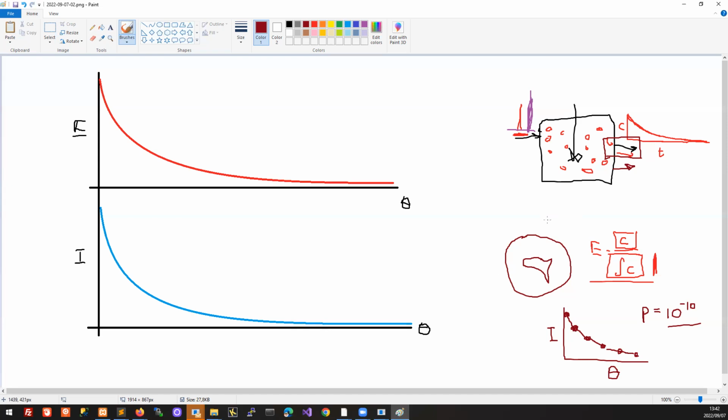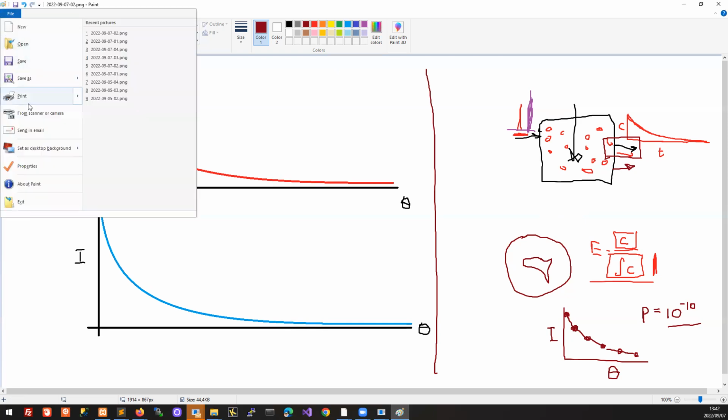Now, that's what we expect, okay? And we'll actually do a little mass balance and see if we can prove that this is what happens. Now, let's go further. Let's think about the PFR. If we have a PFR, I guess let's do this as a new one.